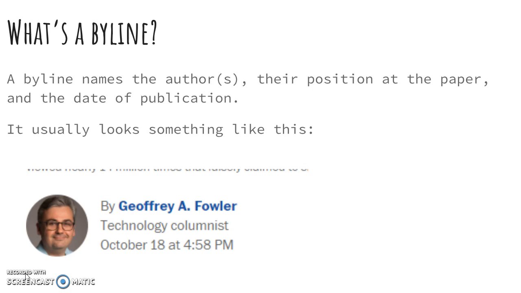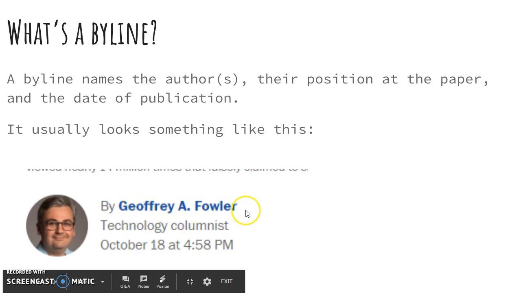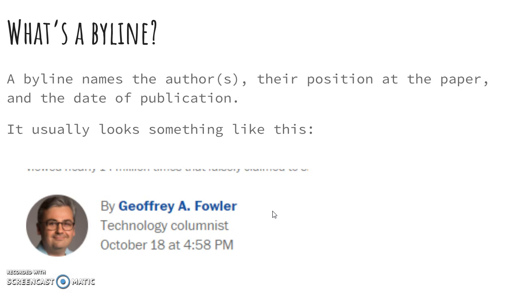Let's first go over what a byline is. A byline names the author, their position at the paper, and the date of publication. So it usually looks something like this. You'd have the author name right here, which is Jeffrey A. Fowler, and it looks like he is a technology columnist, so you can decide what type of columnist you would like to be. You could even say something like animal rights activist rather than completely committing to being a journalist.